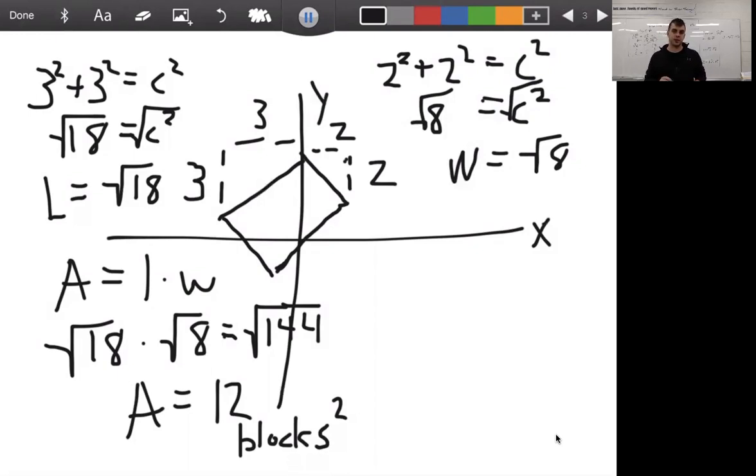And then on the length side, if you draw dotted lines again there, you have 3 blocks high and 3 blocks wide for a and b. So 3 squared plus 3 squared is equal to c squared. 3 squared is 9, plus 9 again. So it's 18. 9 plus 9 is 18. And that is equal to c squared.